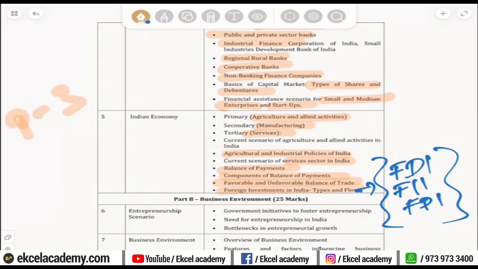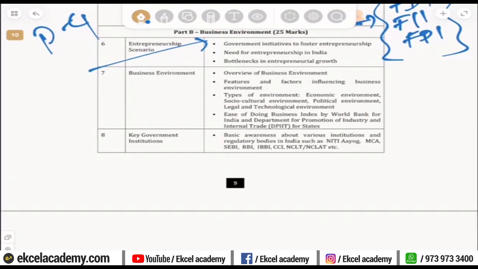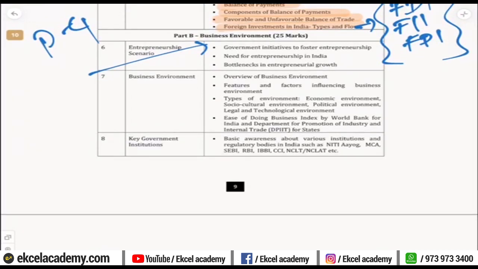So what are we left with? We have paper 4, and paper 4 is on business environment. So what do we have in business environment? In business environment, we start with the entrepreneurship scenario, which is one of the hot topics in India today. India is one of the countries in the world which has a lot of entrepreneurs and startups. So here we study about the government's initiatives to foster entrepreneurship, very important.